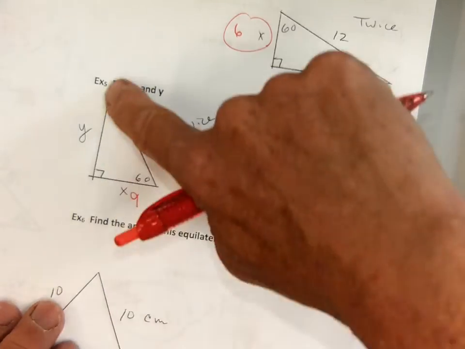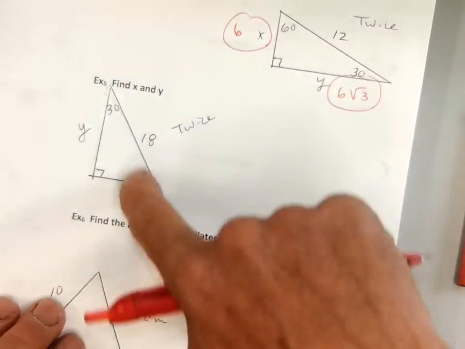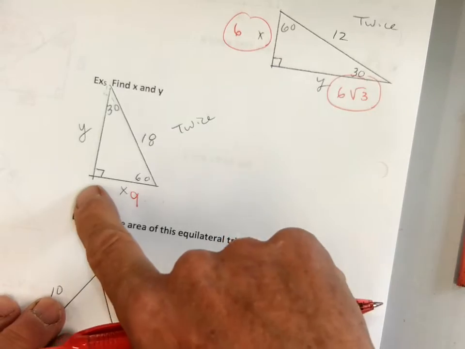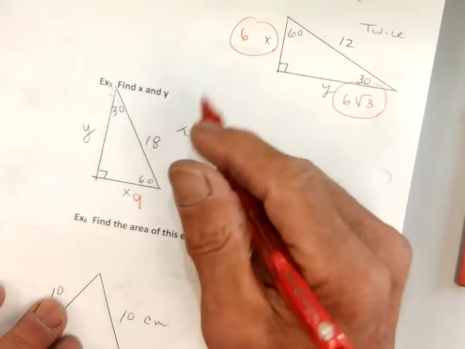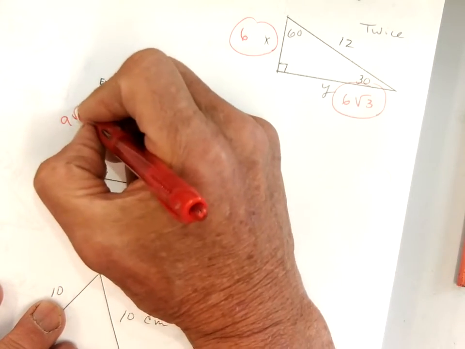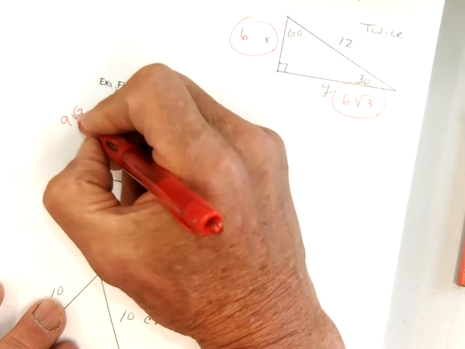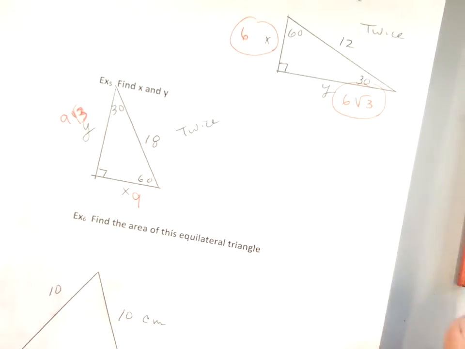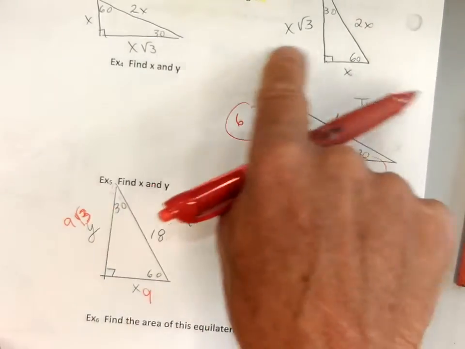So, well, wait a minute. This longer leg is whatever this number is, 9 times the square root of 3. So it's going to be just 9 times the square root of 3. There you go. Okay, just using this formula right here.